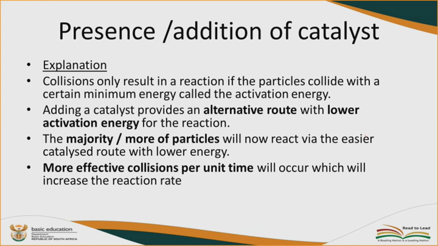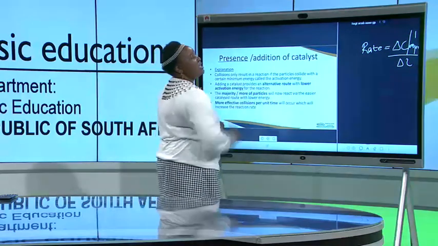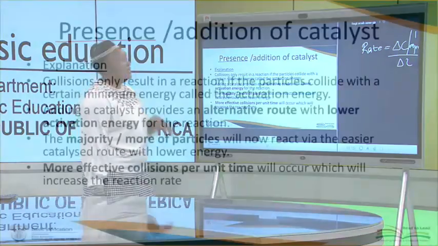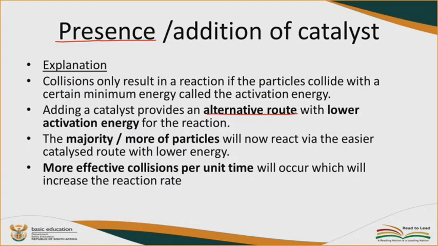But not any catalyst will increase the rates of reaction. Each reaction will have its own catalyst. So it means you must have a suitable catalyst for each reaction. What happens when you add catalyst? Number one, it provides the alternative pathway. Alternative route, alternative pathway with lower activation energy. More particles. Underline the word more. In your exam, if you leave out more, you forfeit the mark. More particles will react on the catalyzed pathway that has been created, and as a result, more effective collisions per unit time.